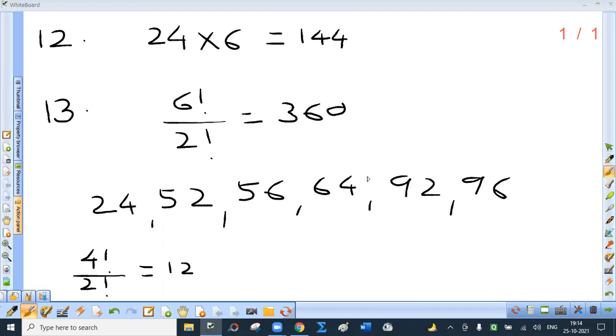Therefore, 6 factorial upon 2 factorial equal to 360 numbers of 6 digit can be formed.